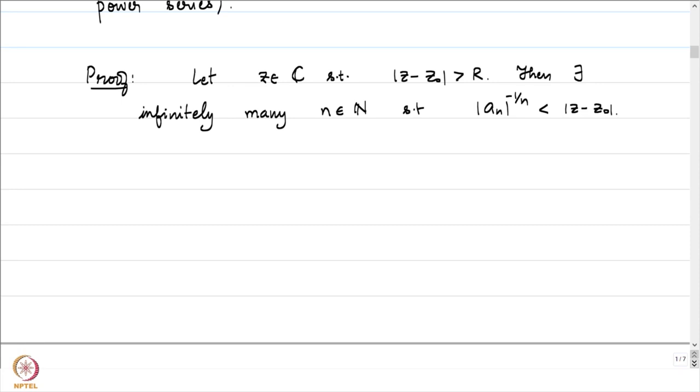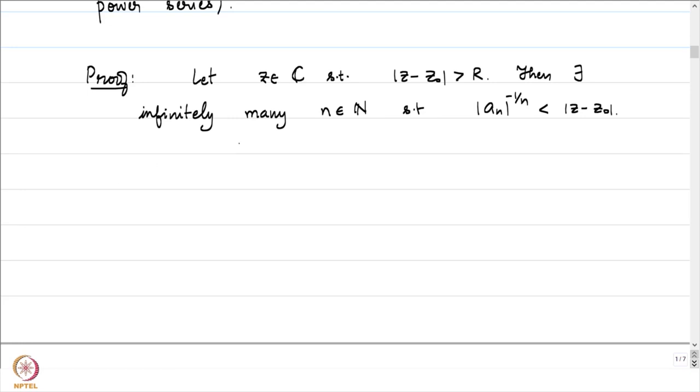If there doesn't exist infinitely many n such that mod a_n to the power minus 1 by n is less than mod z minus z0, then after a point, mod a_n to the power minus 1 by n would be greater than or equal to mod z minus z0. And that would imply that the limit would be greater than or equal to mod z minus z0. But the limit we know is equal to R, which is strictly less than mod z minus z0. Hence, that cannot happen. So, there should necessarily exist infinitely many such natural numbers n such that mod a_n to the power minus 1 by n is less than mod z minus z0.